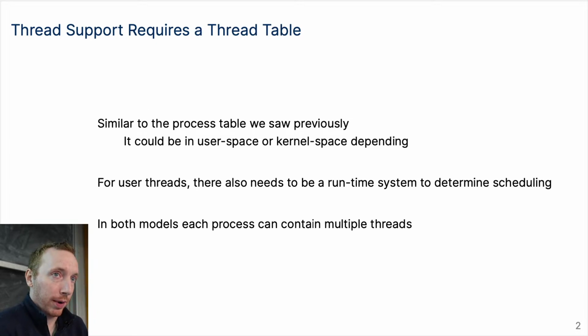Any thread support requires a thread table, which is similar to the process table we discussed previously, where you keep track of all the information associated with your running program. A thread you can think of as just the virtual CPU part of it. So it's going to be the registers, and each thread would have its own private stack, to facilitate actual execution of a program while sharing the same address space and all that fun stuff.